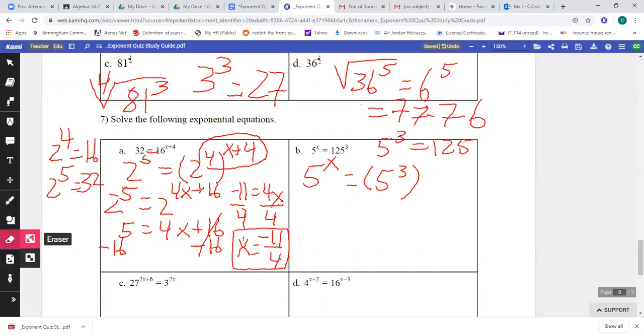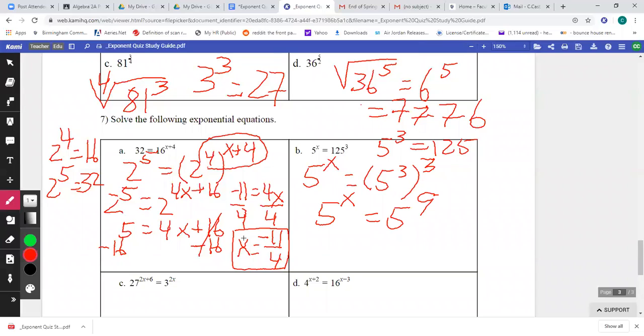Okay, so Rodney, this was the note that I put on your homework. You tended to forget to put this exponent outside. You realize that 5 to the 3rd is 125, but you forgot that you have to keep the original exponent as well. If I multiply the exponents, this just becomes 5 to the x is 5 to the 9th. And so now I can just set x equal to 9.